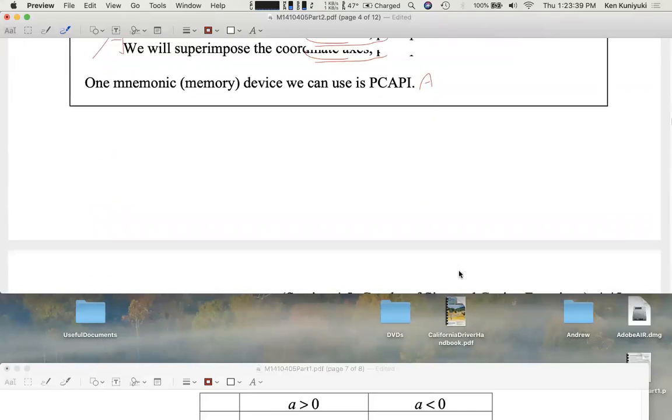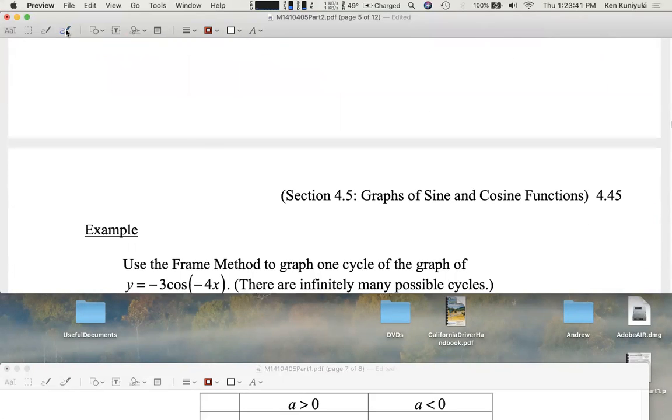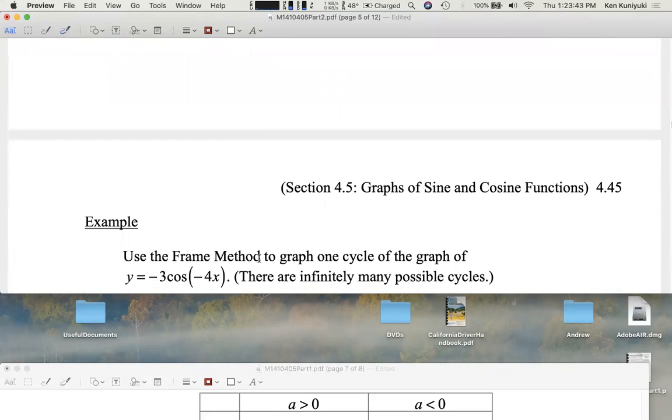Let's apply this idea. Example, use the frame method, or not, you can use your method, but give me all the information we'll see here. Use the frame method to graph one cycle of the graph of y equals -3 cosine of -4x. There are infinitely many possible cycles or answers, but the frame method will suggest a particular cycle.